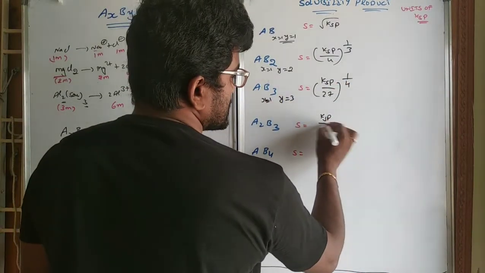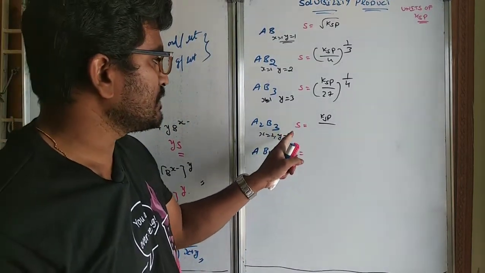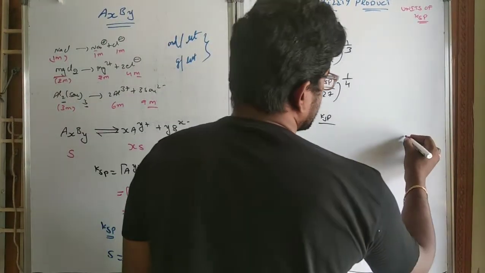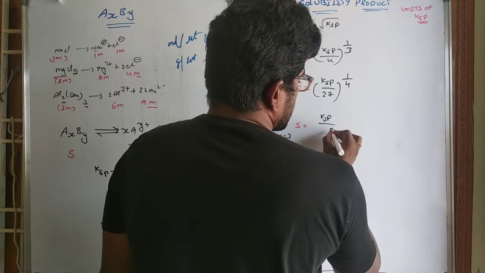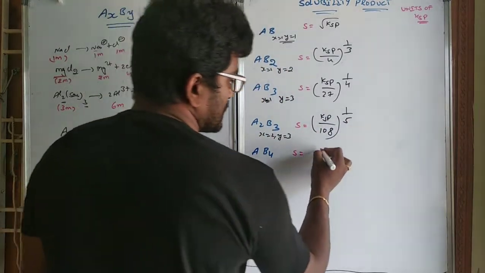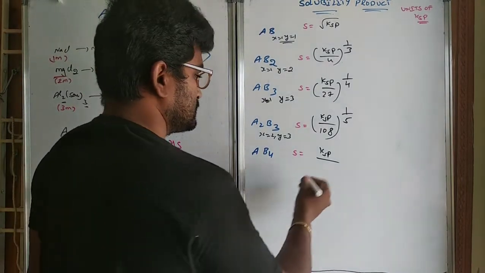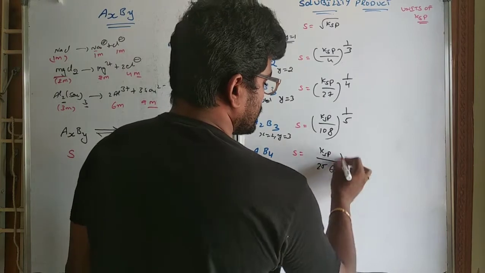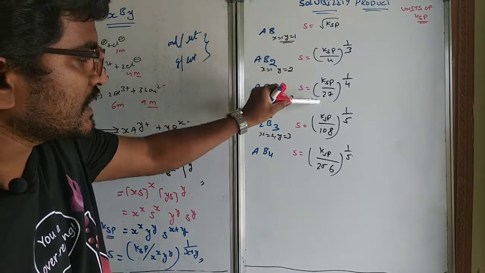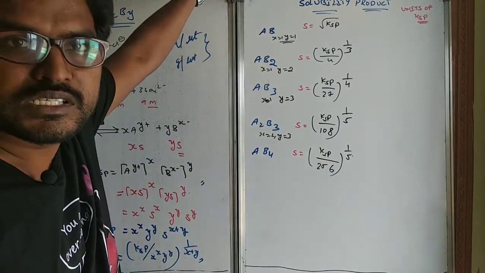4. S is equal to KSP by, X equals 2 and Y equals 3. 2 square means 4 will come, 3 cube means 27. 27 into 4 means 108, whole power 1 by 5. And finally this one, S is equal to KSP by 4 power 4, which is 256, whole power 1 by 5 will come. Like this, we can identify the relation between solubility and solubility product for the different types of salts.